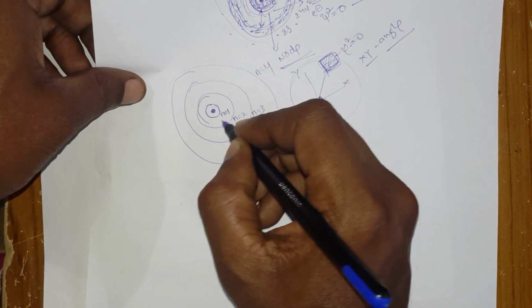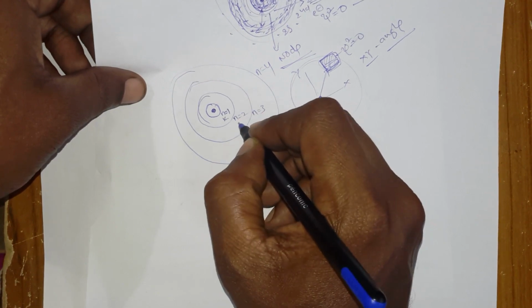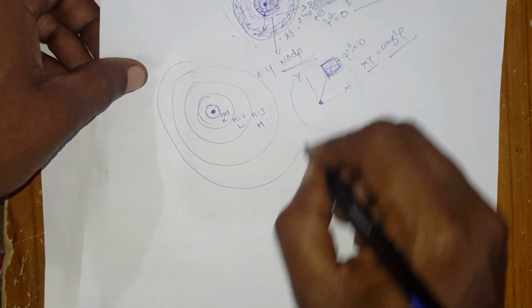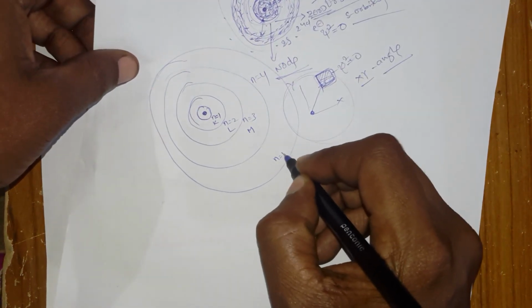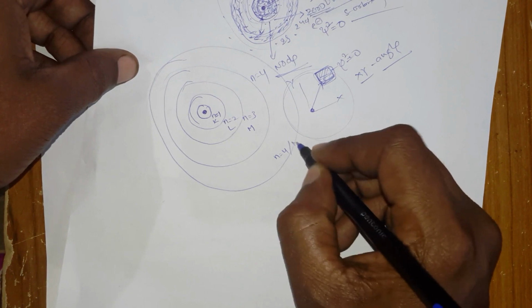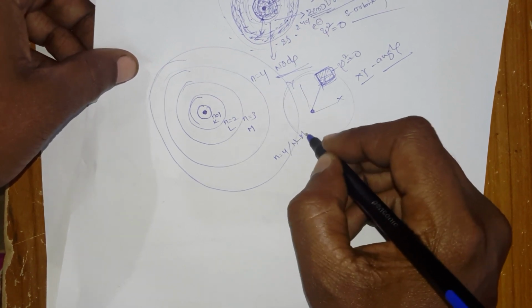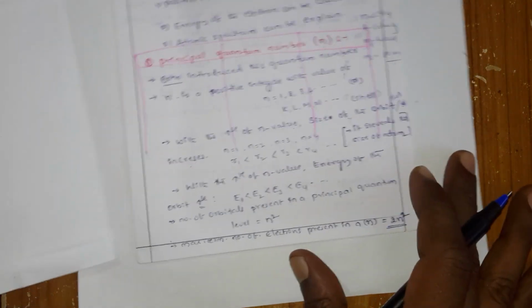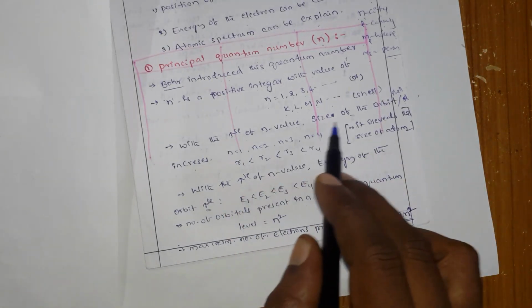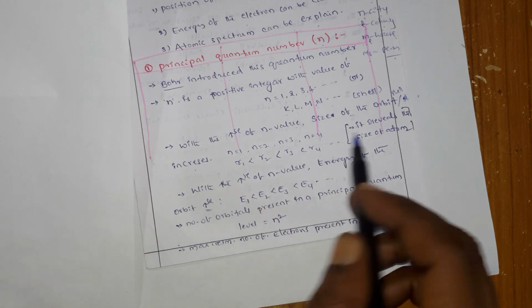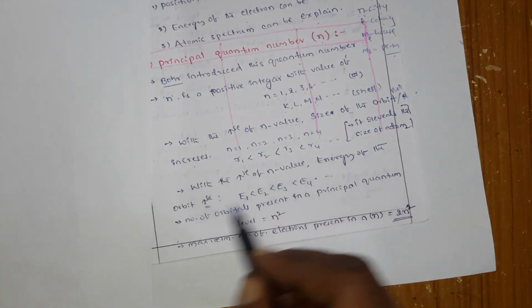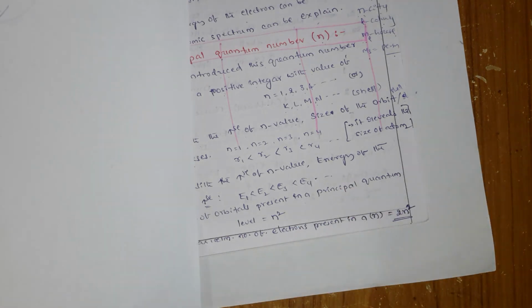n is equal to 1, this is the K shell, n is equal to 2, this is the L shell, n is equal to 3, M shell, and this is a bigger one, n is equal to 4, the N shell. With increasing n value, the size of the shell increases. And next, with increasing the n value, the energy of the orbital also increases. The energy of the orbital.